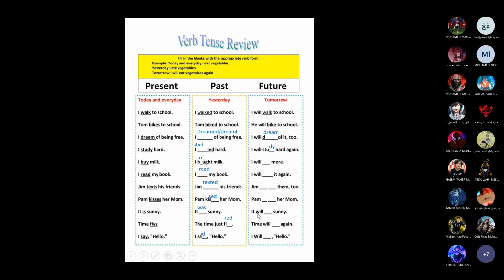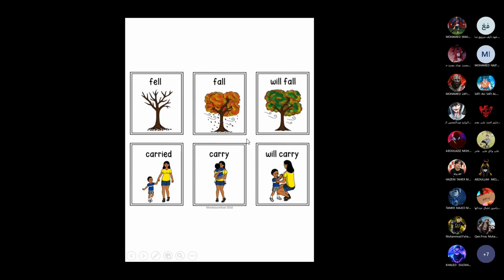These are different examples, guys, of how to form the present, the past, or the future. And we have different verbs, different examples. Fall, this is the present form. Fell, this is the past form. Will fall, this is the future.